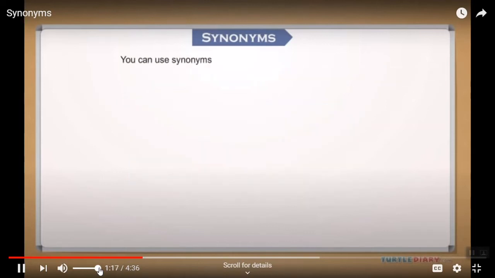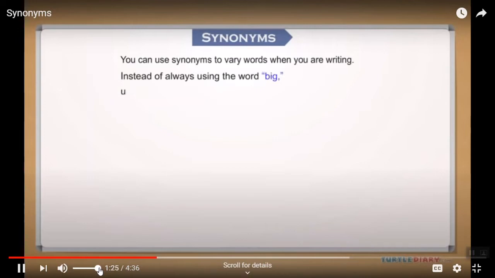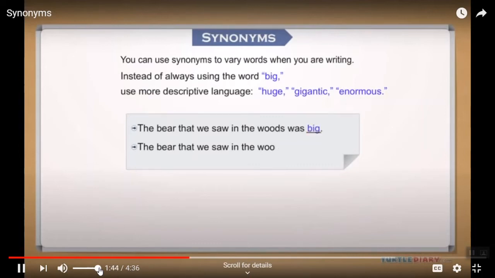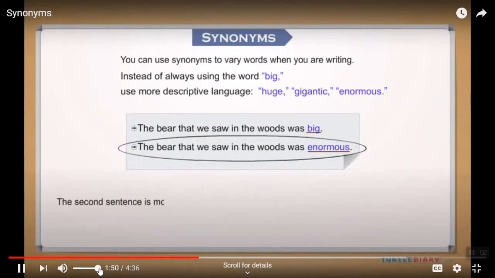You can use synonyms to vary words when you're writing. Instead of always using the word big, you can use more descriptive language. Huge, gigantic, enormous. Notice the difference in the following sentences. The bear that we saw in the woods was big. The bear that we saw in the woods was enormous. The second sentence is more descriptive and gives us a better idea of how big the bear was.